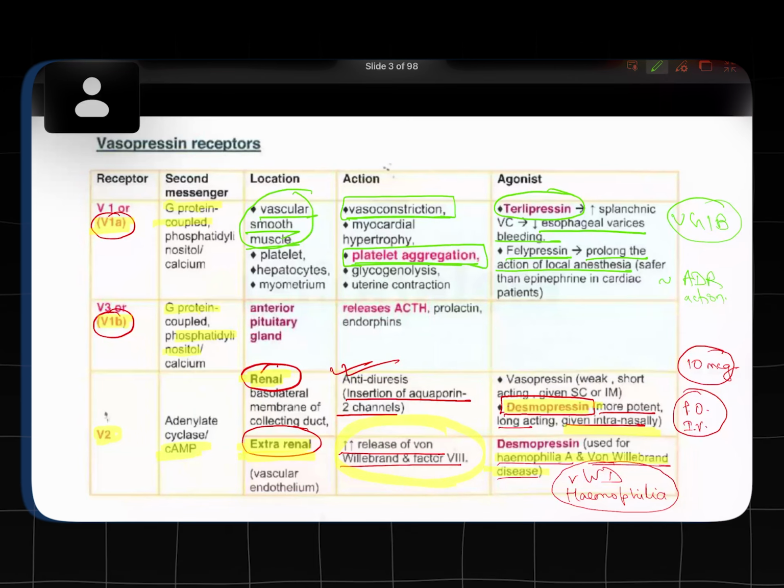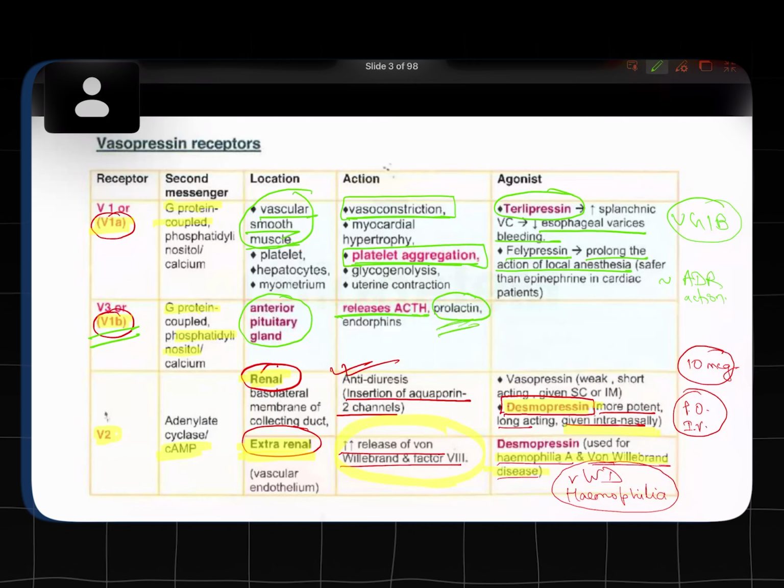What about V1B? V1B acts at the level of the anterior pituitary gland. It releases ACTH. It is also associated with prolactin. We shall see why this is important. There is an MCQ based upon this. So these are the vasopressin receptors. And as you see, the whole chart is an MCQ. 6-7 MCQs have already come from this single chart alone.